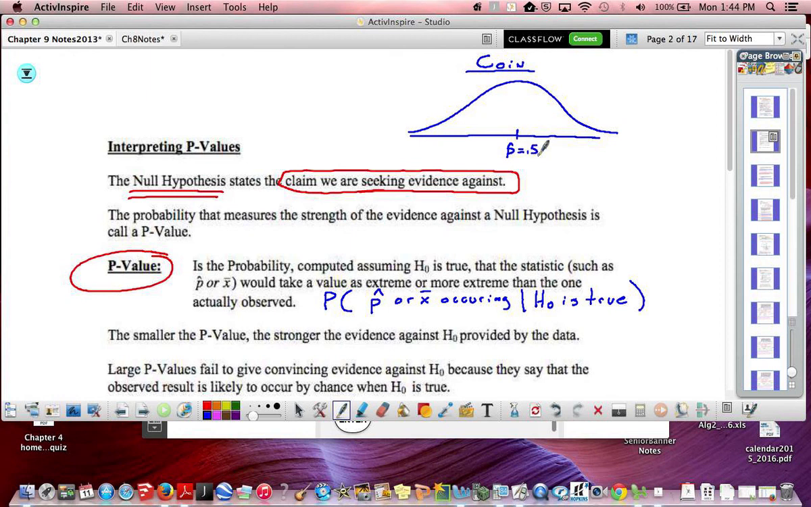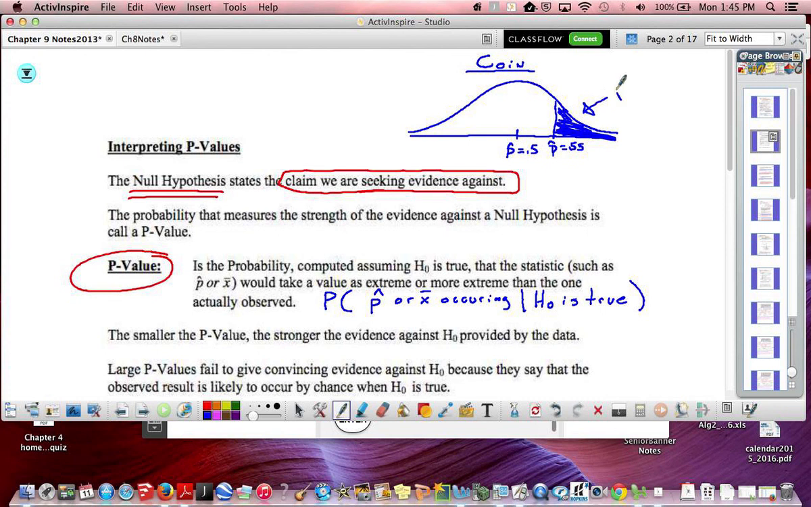What will happen is, I might flip a coin 100 times and get a result of, say, 55 heads. Is that enough of a result to say that the coin is not fair? I don't know. So I take my sample result, which is somewhere over here, and using p-hat of 0.55, I'm going to calculate this probability.